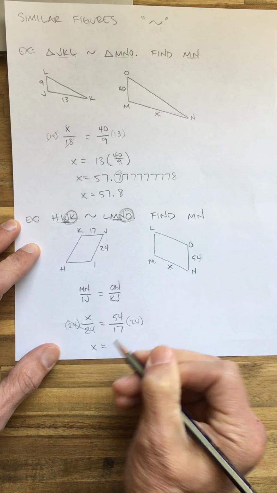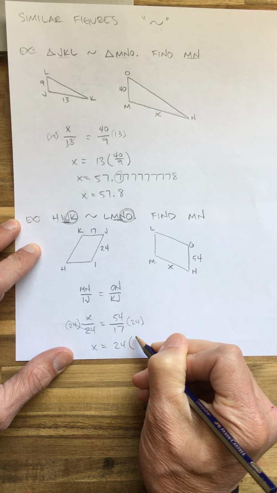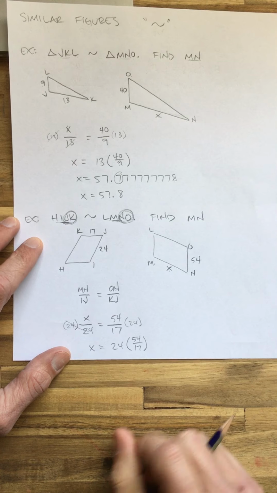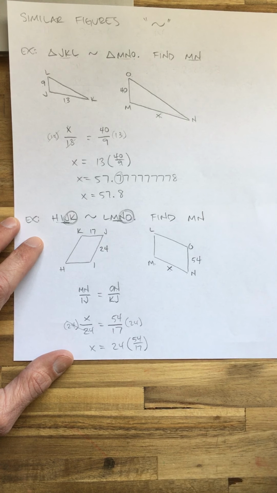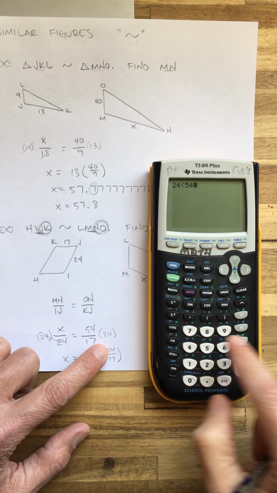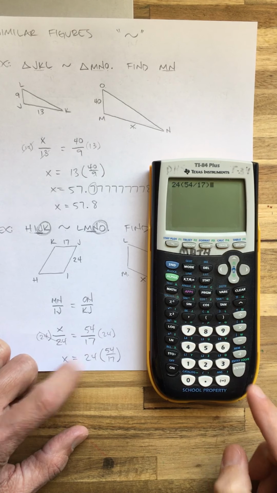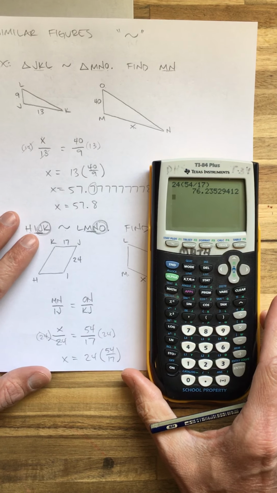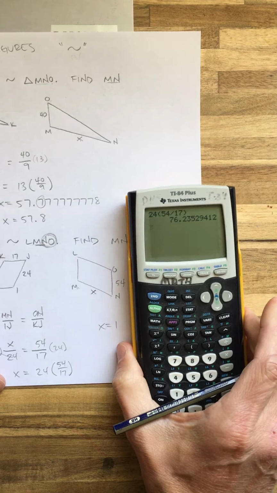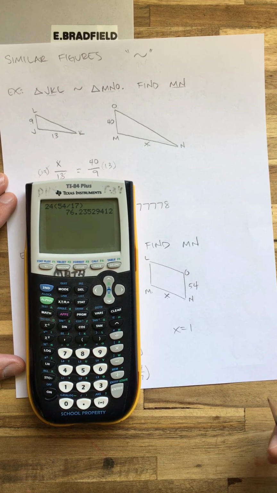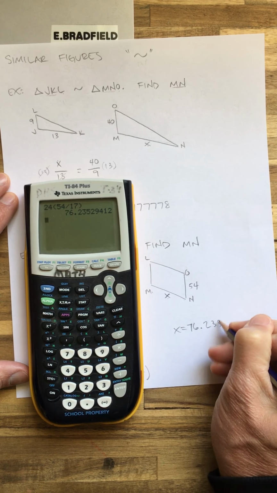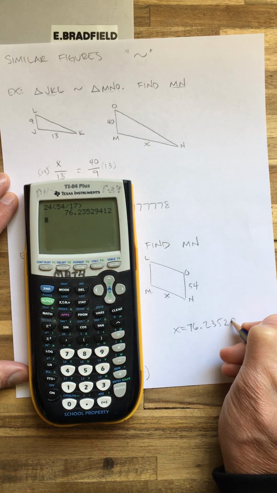And so X equals, we have our 24 times 54 over 17. Again, 24 divided by 17, that doesn't work. 54 divided by 17, that doesn't work. So I'm going to use my calculator. So 24 times parentheses 54 divided by 17, close parentheses, equals, there's the stinking decimal again, okay? So x equals 76.23529412.